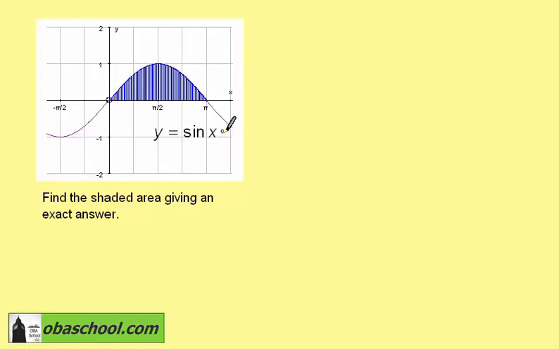Here we have part of the curve y equals sine x, and we can see that we have a shaded area between x is 0 and x is pi. We want to find the shaded area, giving an exact answer.